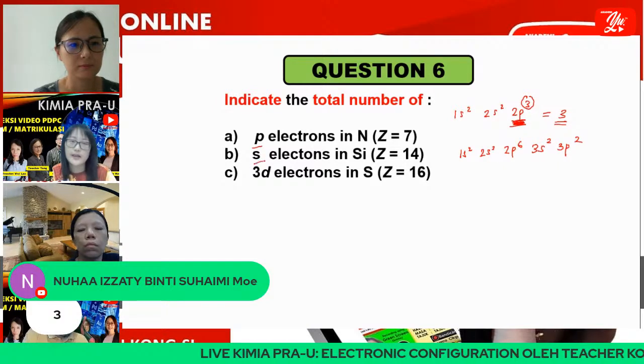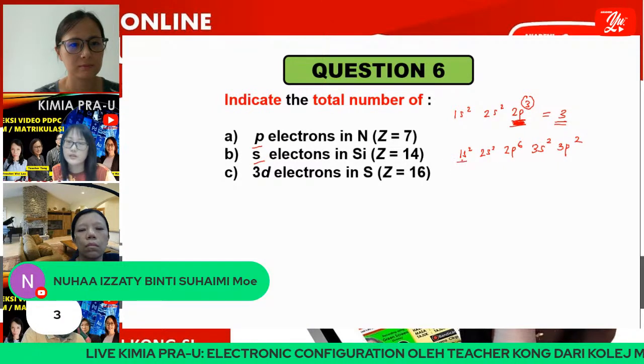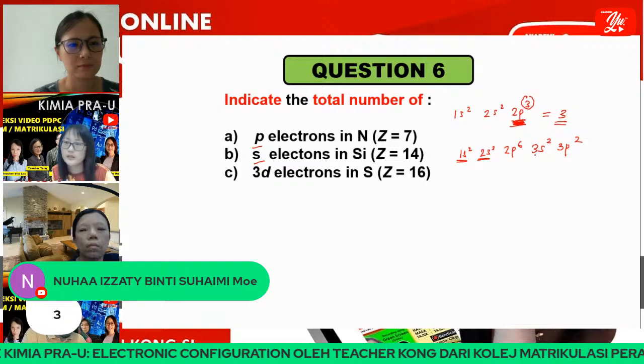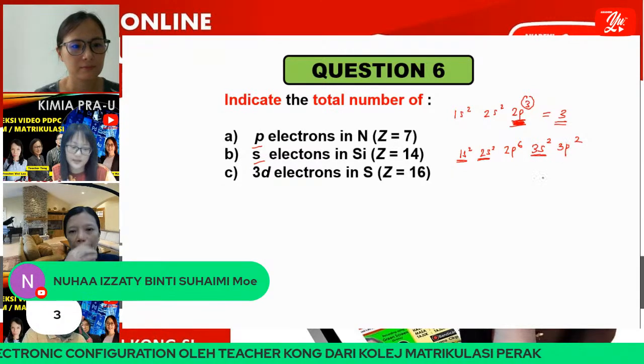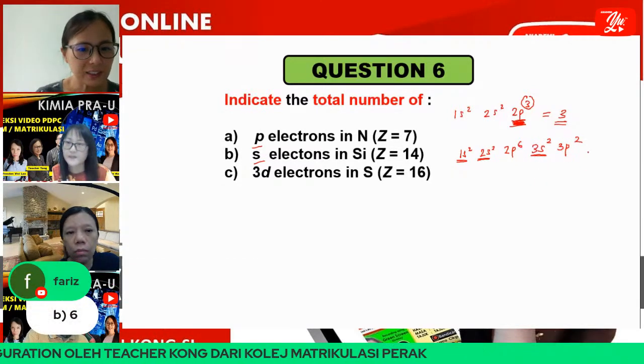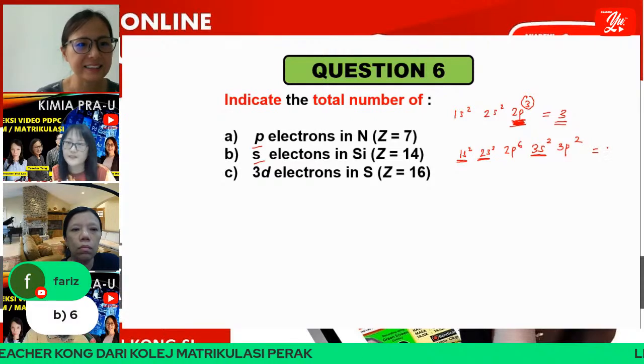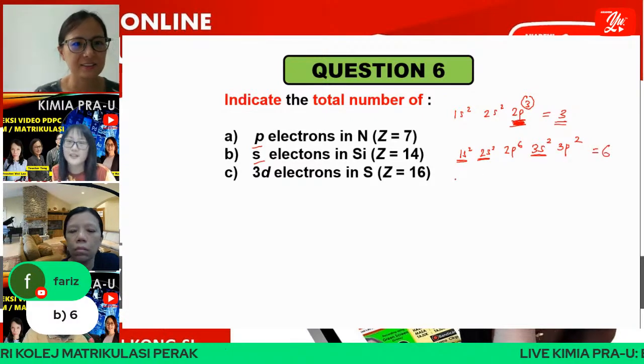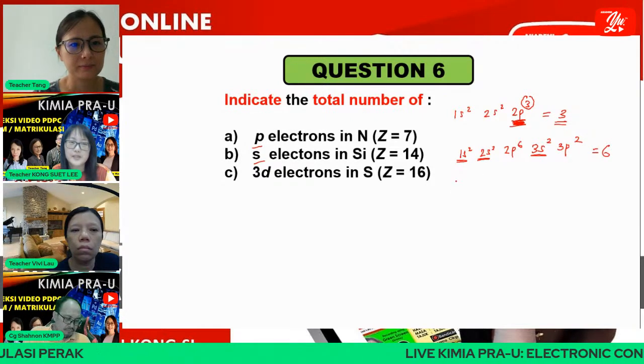Now the question asks for s electrons. So s electrons here, here, here. So what is the answer? Faris' answer for 6B is 6. 6, very good. Let's move on to 6C.